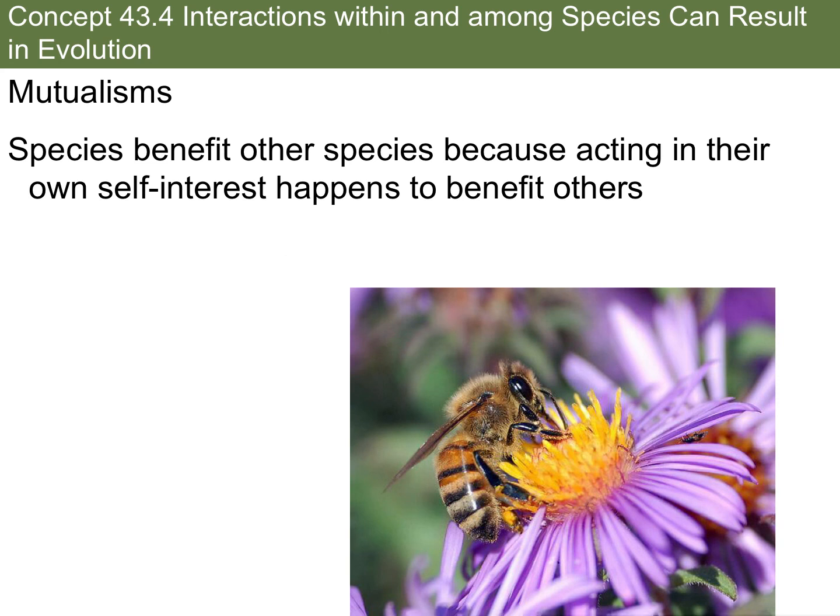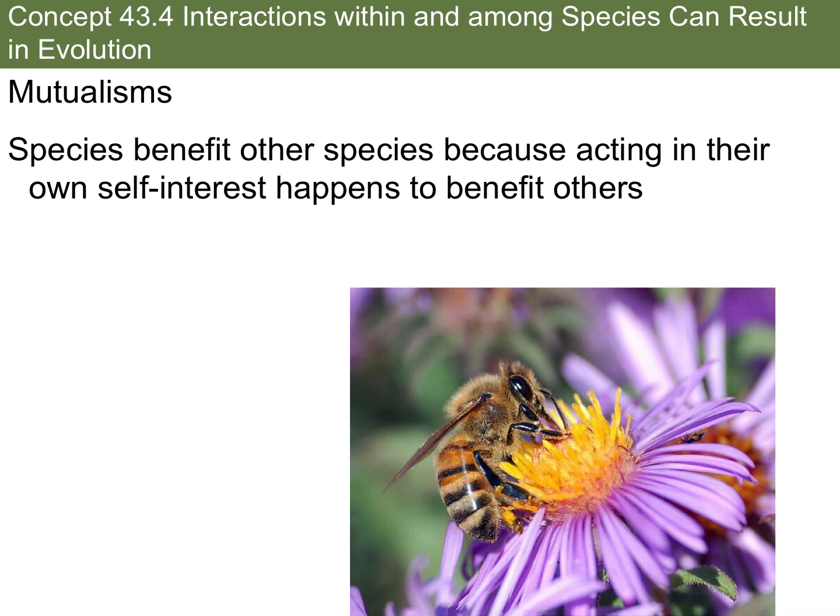The next type of interaction is mutualism. This is where both species are going to benefit. So you can think of the bee getting the nectar from the flower. The bee benefits because it's eating the nectar, but the flower is benefiting because the bee is getting the pollen on it and transporting that to another plant for pollination.